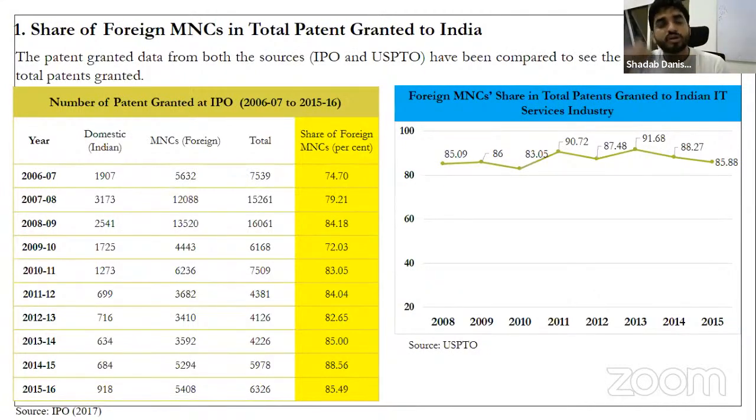In that annual report, you can find all the data, IP-wise, for the different kinds of IP. You can find how many geographical indicators, how many copyrights, how many trademarks, and how many patents are being filed. This also shows in the data where the maximum number of patents is being filed by MNCs or foreign companies.